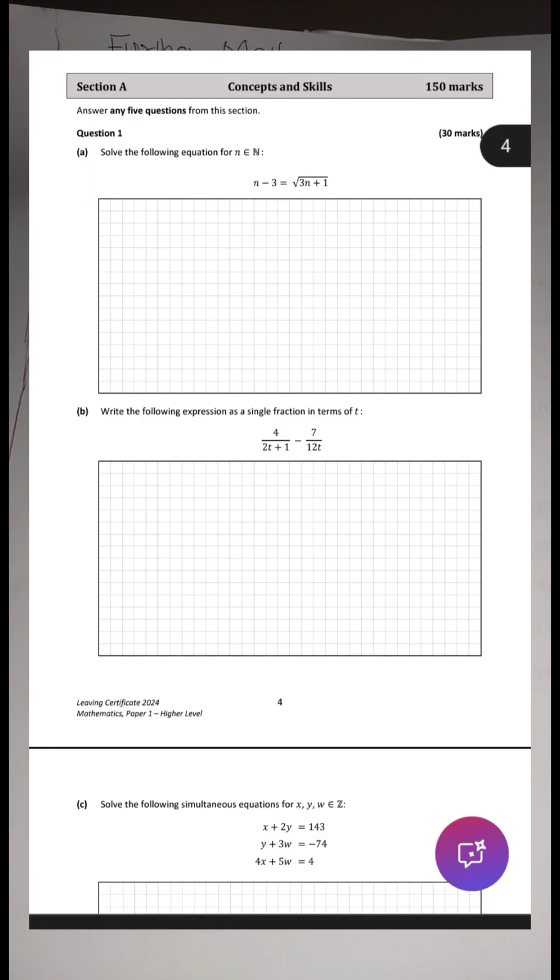For the b part of this, we are asked to simplify this expression. So what do we do? We get the LCM. The LCM of this should be 12t bracket 2t plus 1. Just simply take the two of them as if you are multiplying them. There is no need to start doing long LCM. So we use the LCM to multiply both this side and this side.